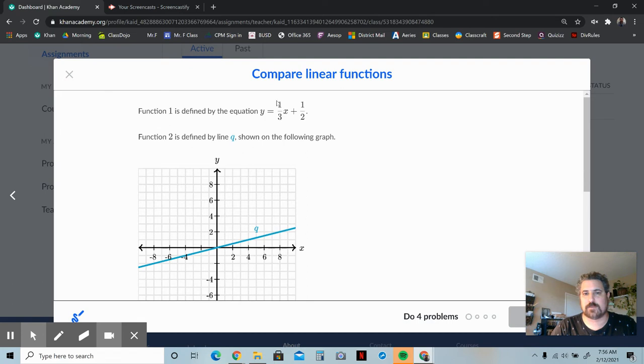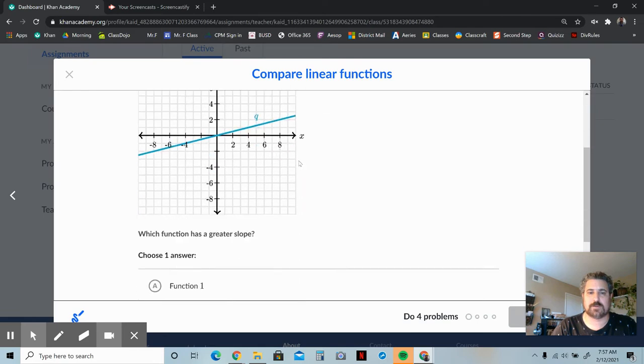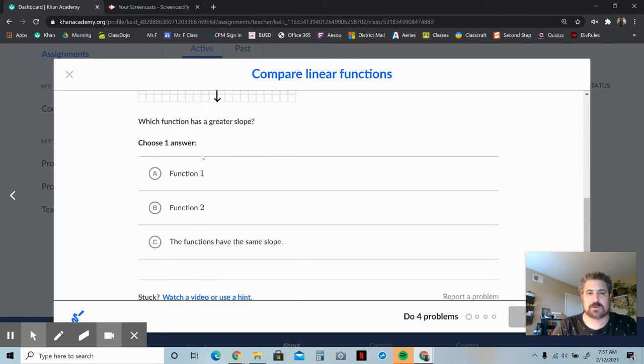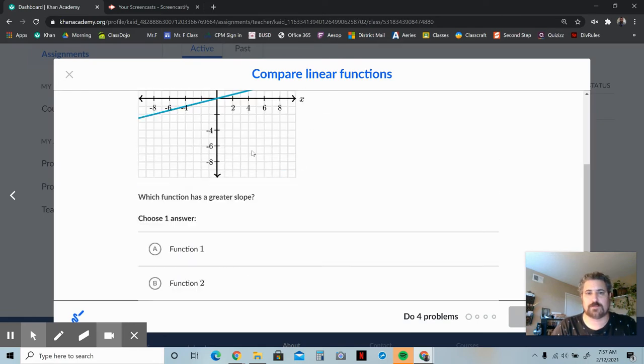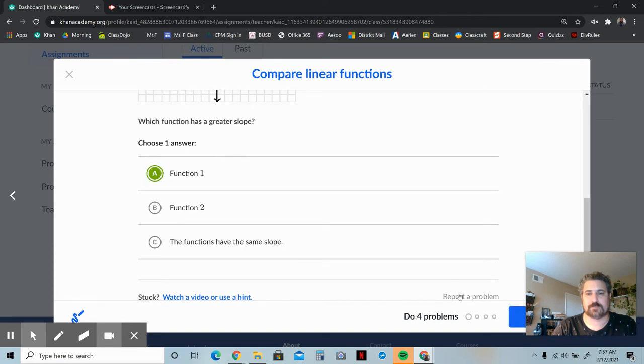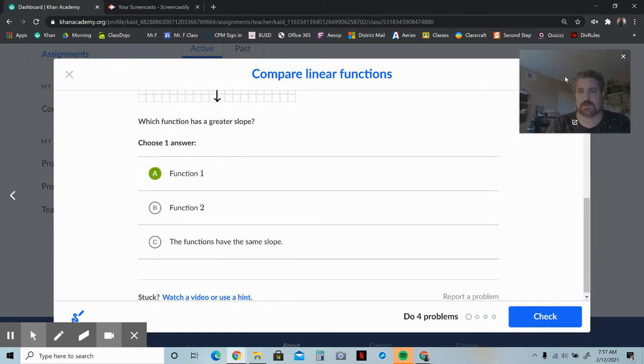This line has a slope of 1/3, right? The coefficient of x in y equals mx plus b is going to be the slope. So this is a slope of 1/3. This is a slope of 1/4. The greater absolute value slope is going to be steeper. So 1/3 is greater than 1/4. That means 1/3 is the one that's steeper, has a higher slope. So we would just say function 1. Let's put that up here and let's check.